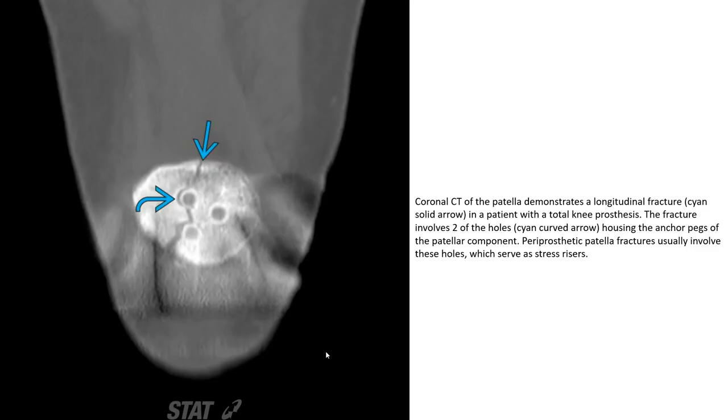Again, a coronal CT of the knee shows a longitudinal fracture, solid arrow, in a patient with a total knee prosthesis. The fracture involves the peg hole, curved arrow indicating the anterior surface of the patellar component. Periprosthetic patella fractures usually involve this hole, which serves as a stress riser.